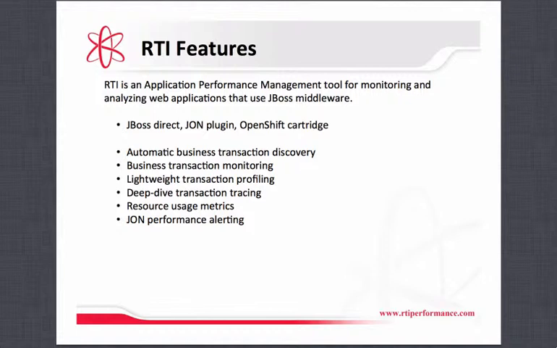You can trace individual transactions entering your system using the deep dive transaction tracing to provide method-level context information and trace across JVMs. RTI also collects resource usage metrics, which let you know how resources are being used as you process transactions. Finally, RTI extends the JON performance alerting to allow you to collect RTI performance information as problems are occurring.